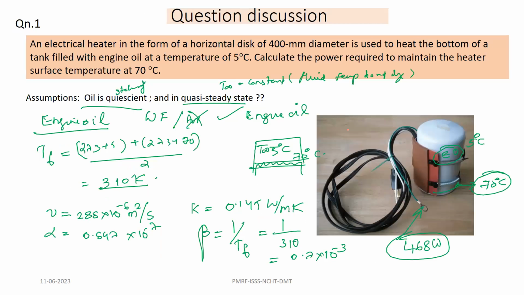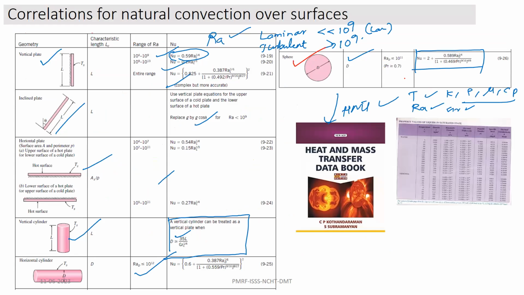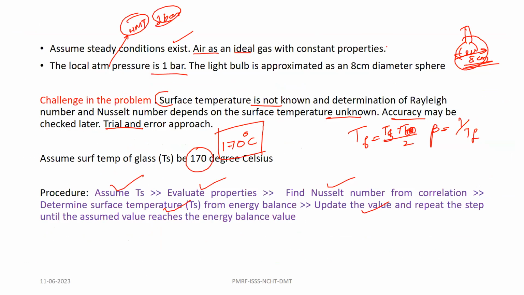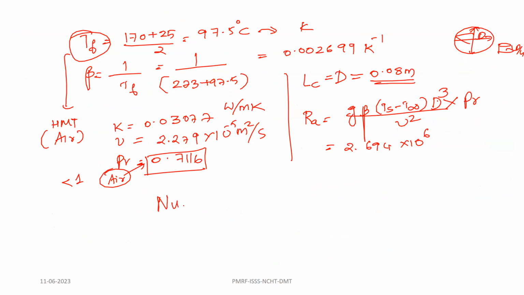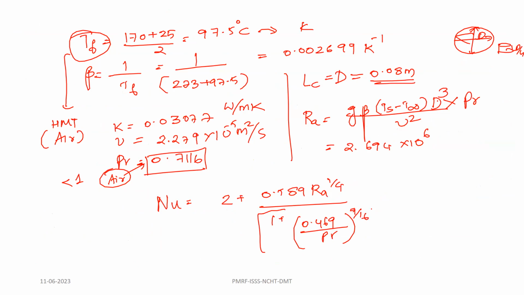I hope in the previous relation you know that for a sphere, we can use this correlation. So we are approximating that and using the correlation. Nusselt number is equal to 2 plus 0.589 Rayleigh number raised to 1 by 4, divided by 1 plus 0.469 by Prandtl number raised to 9 by 16, the whole raised to 4 by 9. If you substitute that value, that will come to be 20.42. No, the Nusselt number doesn't have any unit. So we thought it is h.